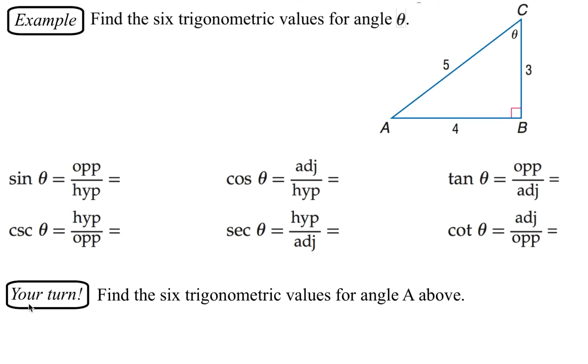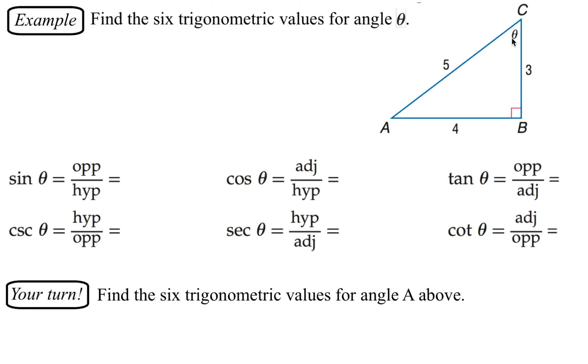So let's look at some examples. This one says find the 6 trig values for angle theta. So we have angle theta, which is up here at angle C. And in order to find the 6 trig values, we need to just fill in the ratios of the sides. Now, all of the sides are given to us. Sometimes we may have to solve for one of those sides, but in this example, we know all 3 sides. So if we're up here at angle C, 4 is opposite, 3 is adjacent. Remember, adjacent means next to, and then 5 is the hypotenuse.